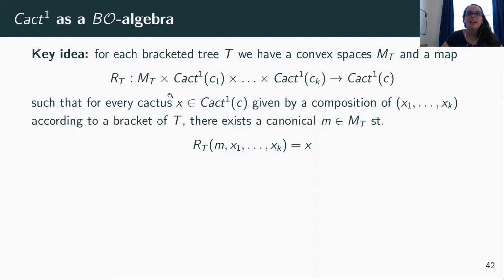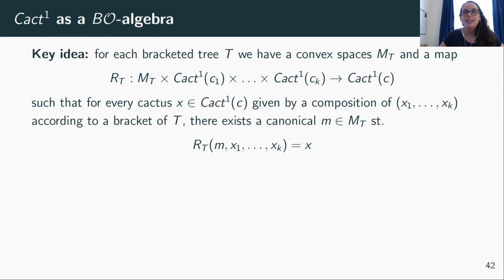And a key aspect in here is that if I give a cactus that is given by a composition of x1, ..., xk, according to a bracket of T, I can choose a canonical element in this MT recording reparameterizations, such that I reparameterize and I get X.